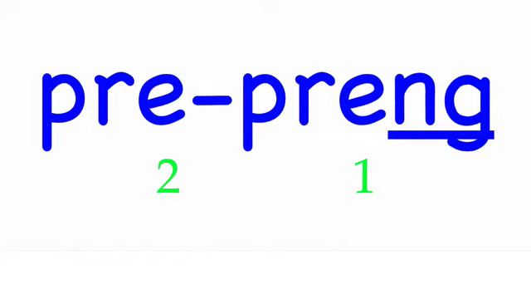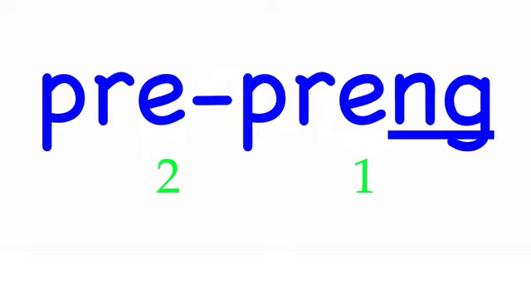Pre, prang. Remember, NG is a consonant team representing the sound ng. It is a nasal sound. The sound is actually coming out your nose, and you can prove this to yourself. Begin to make the sound and then pinch your nose, and you'll find the sound will stop immediately.